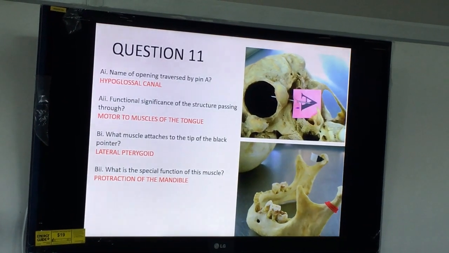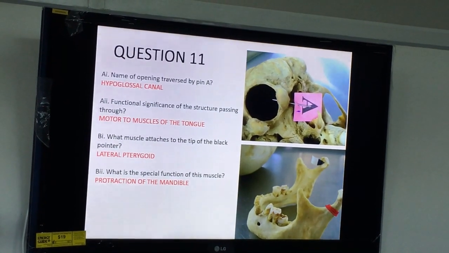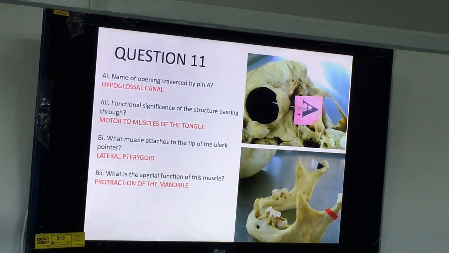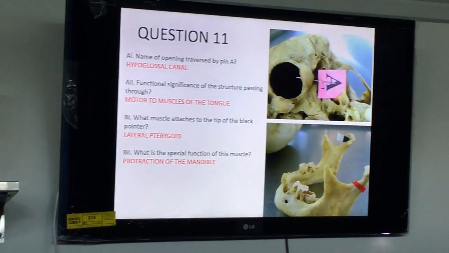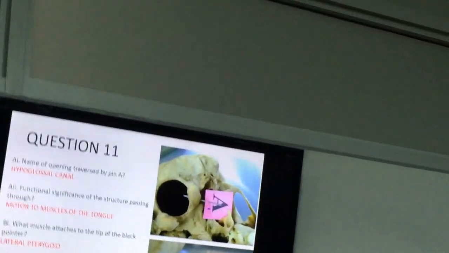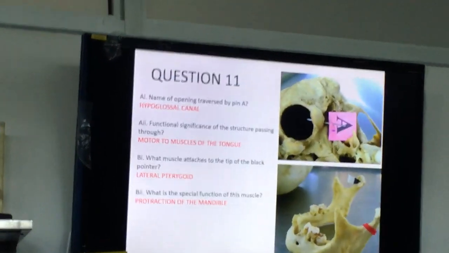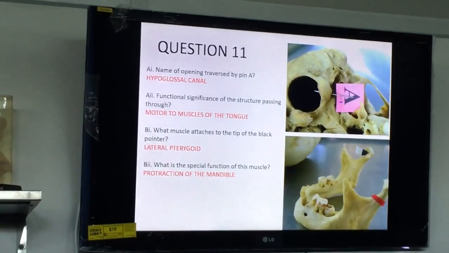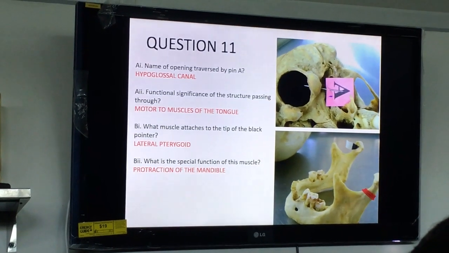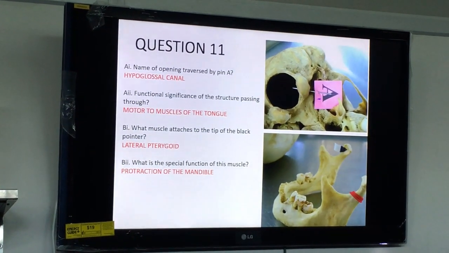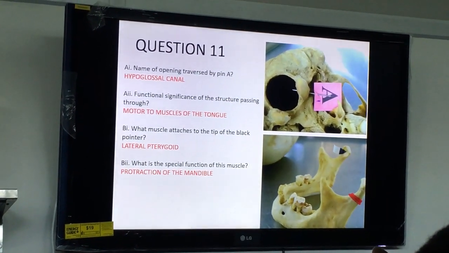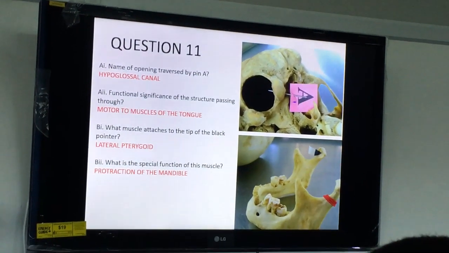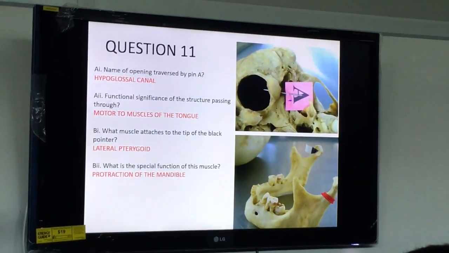So the top picture. Usually we show the hypoglossal foramen or canal from the inside, but sometimes people have difficulty actually recognizing it from the undersurface like that. But you can see that it's just above the condyles, the condylar processes, right? So if they put a pin there, of course we know that it's the hypoglossal canal.